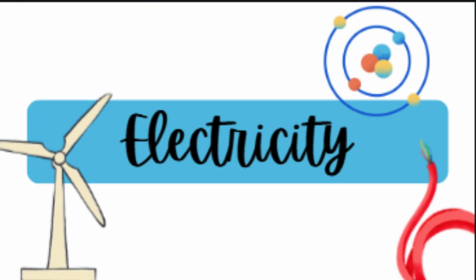Now let's talk about the third non-contact force, electricity. Electricity is the force between charged particles in an electric field. In an electromagnet, when the coil is connected to the battery, the electrons, negatively charged particles, start to move from the negative to the positive ends of the battery. This movement of charged particles is what is called an electric current.